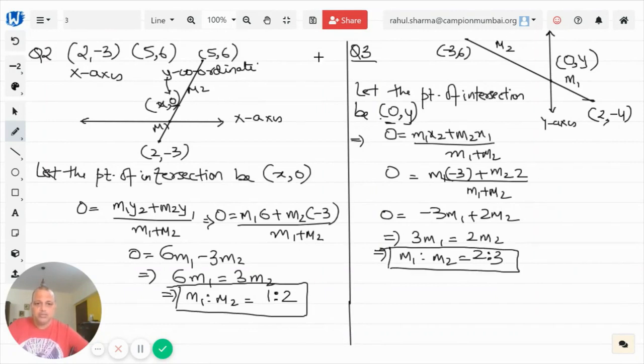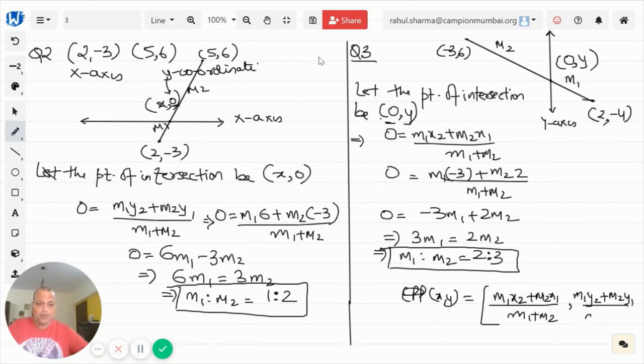Simple, isn't it? The only thing you need to remember is the section formula, which says a line joining A and B, if that point is P x y, which intersects it, then the ratio in which it divides would be M1 x2 plus M2 x1 upon M1 plus M2. This is the x coordinate, and y would be given by M1 y2 plus M2 y1 upon M1 plus M2. This one formula, and then we are done for this chapter.